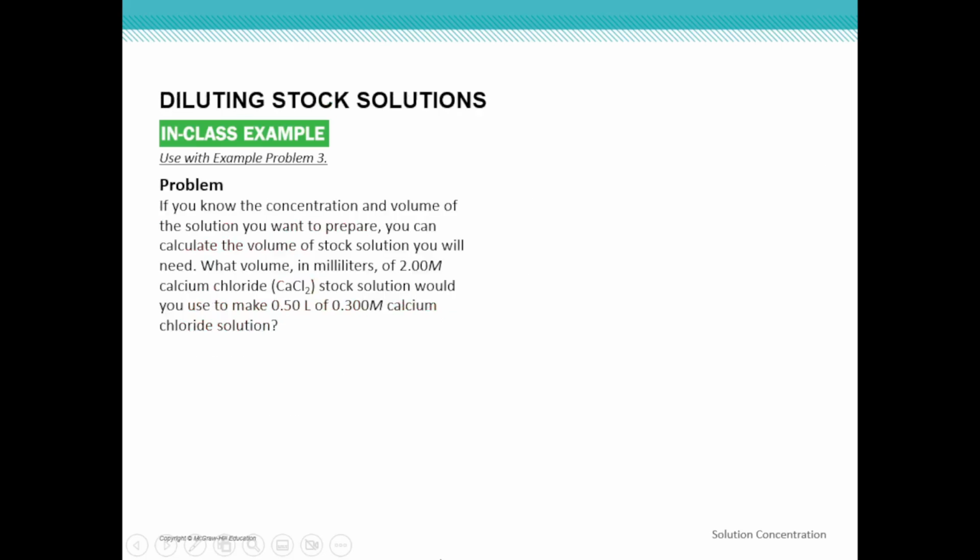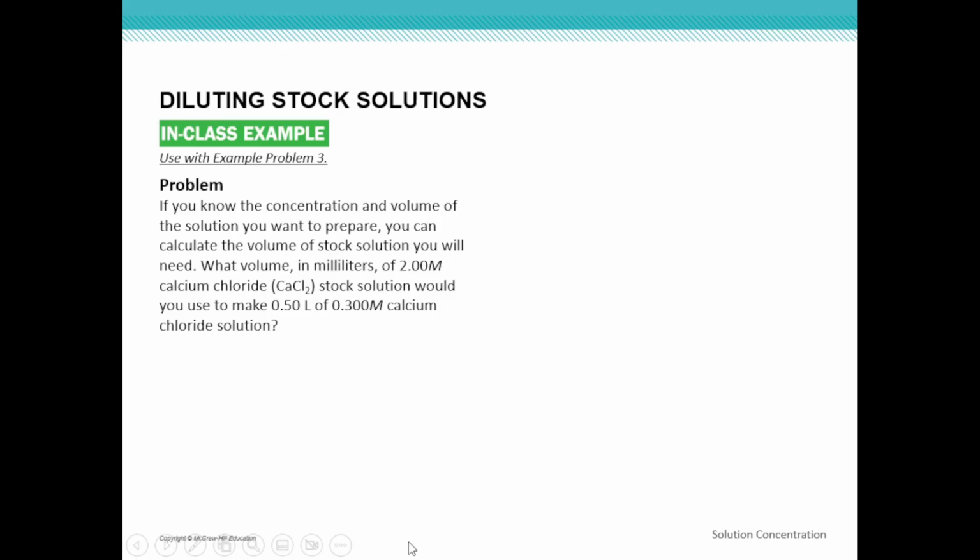We've got one more. Example problem 3. If you know the concentration and volume of the solution you want to prepare, you can calculate the volume of solution you will need. What volume in milliliters of 2.00 molar calcium chloride stock solution would you use to make 0.50 liters of 0.300 molar calcium chloride solution?